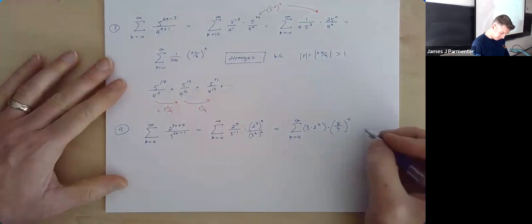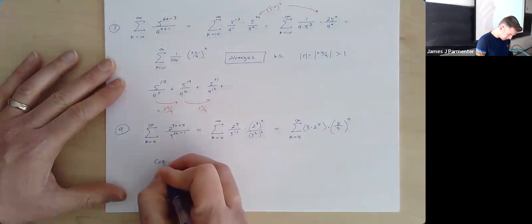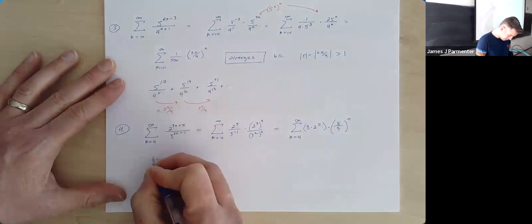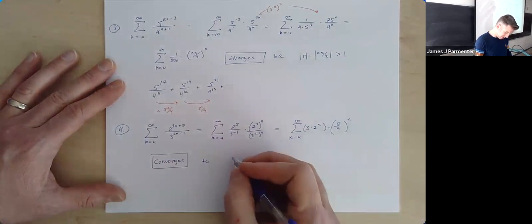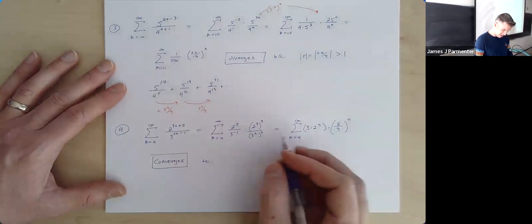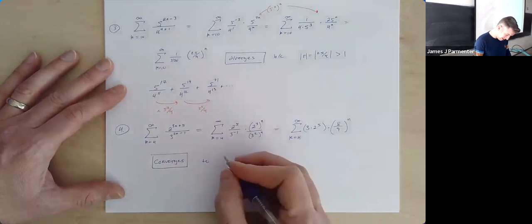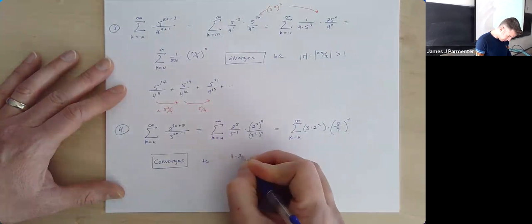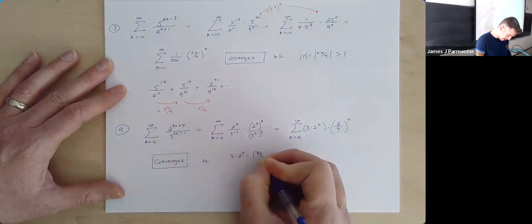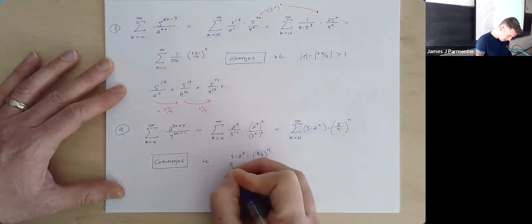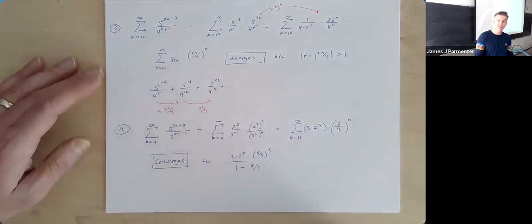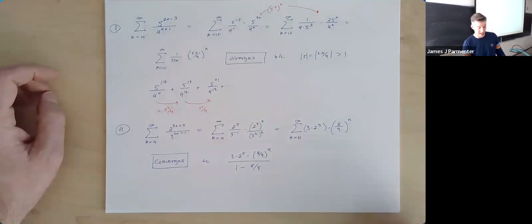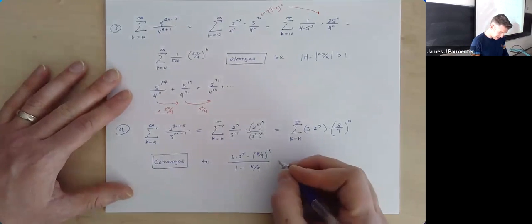And then this definitely converges, and I would say it converges to, well, let's see, my first term over 1 minus ratio. So my first term, plugging in 4, I'm going to get 3 times 2 to the 5th times 8/9 to the 4th over 1 minus 8/9. I probably wouldn't do much simplifying here unless I was really asked to. We could simplify this a tiny bit.